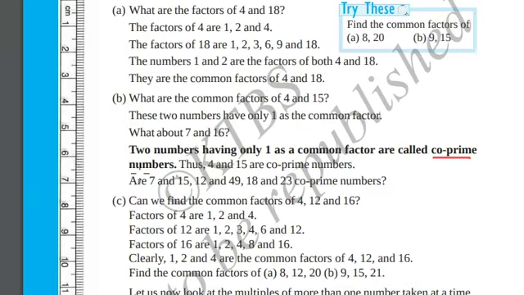Don't confuse this with the word prime here. Although 4 and 15 are not prime numbers, we call them coprime numbers because there is no other common factor other than 1.